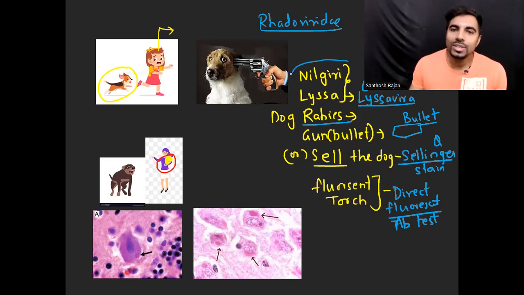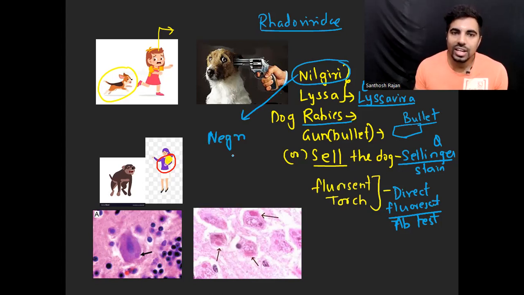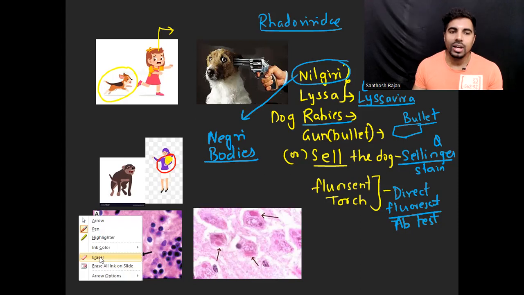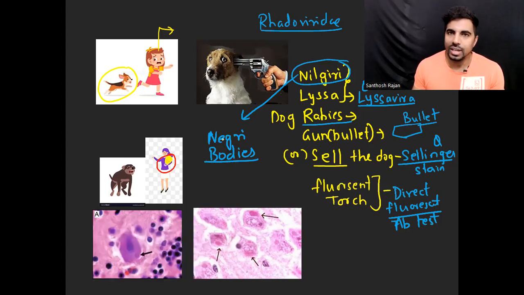Now, why did I put Nilgiris? I'll tell you why. There is a special body, if you remember. What body? Negri body. Usually in postmortem, if you want to confirm that the patient has died from rabies only, you have to do a postmortem. In the postmortem, what will you see? You will see Negri bodies. Usually in which area? Hippocampus.